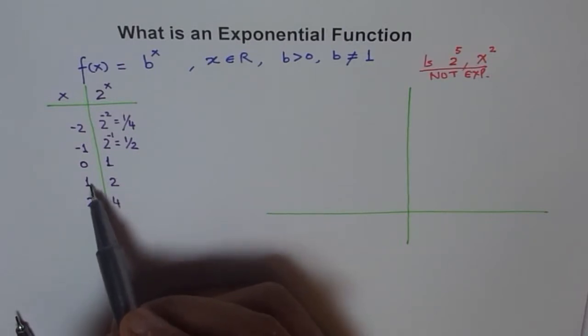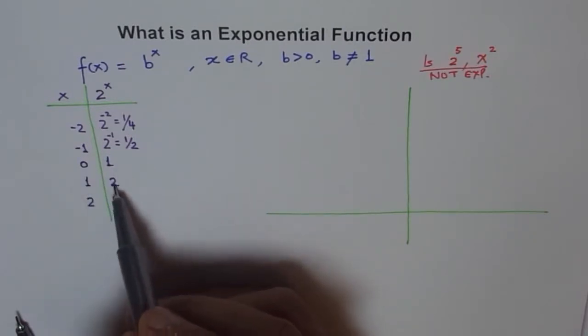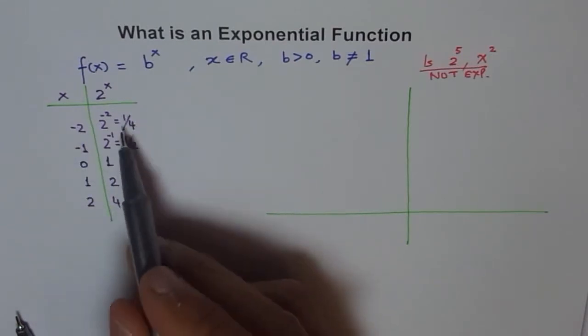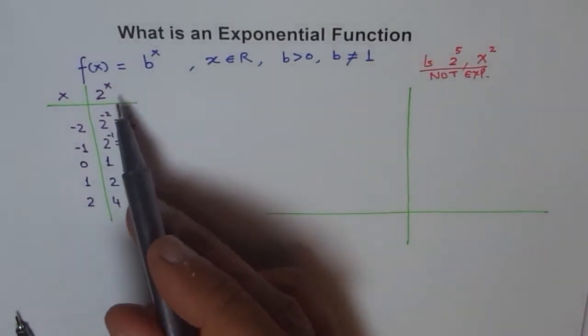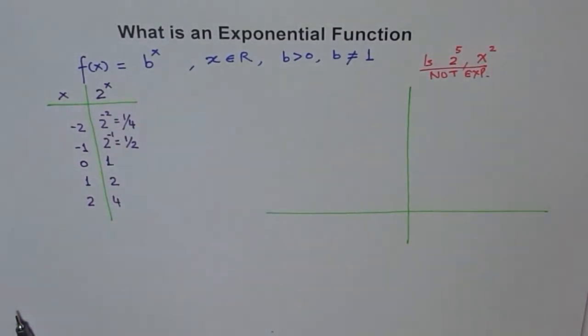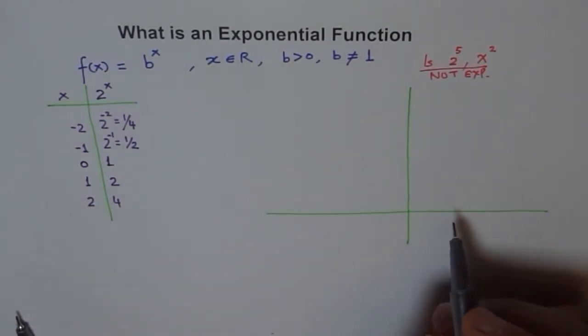Do you see? For 1 and minus 1, we get the reciprocal value. For 2 and minus 2, we also get the reciprocal value. That is the meaning of a negative exponent: it makes the number a reciprocal. Now, if we have to plot these values, let's take the x-axis.